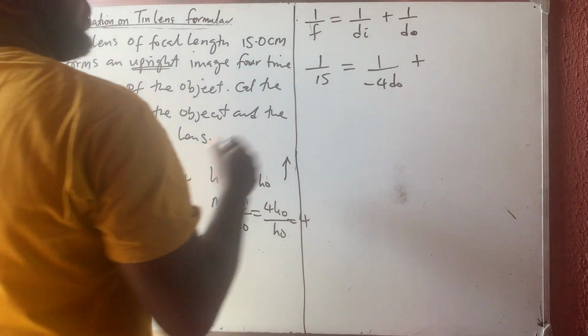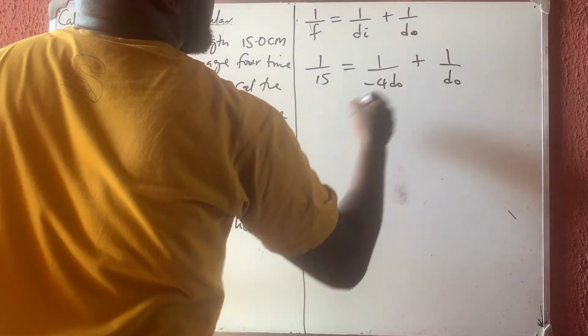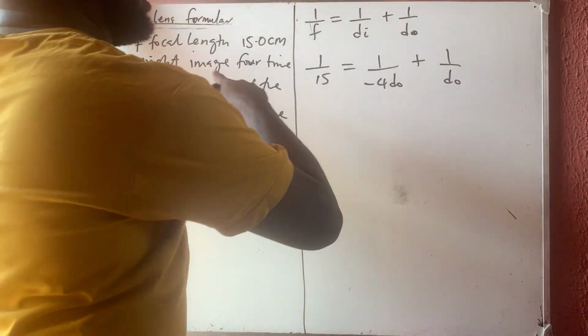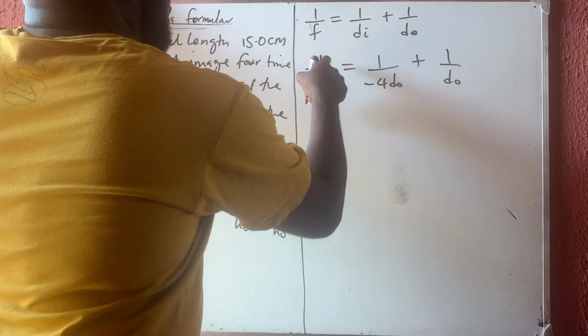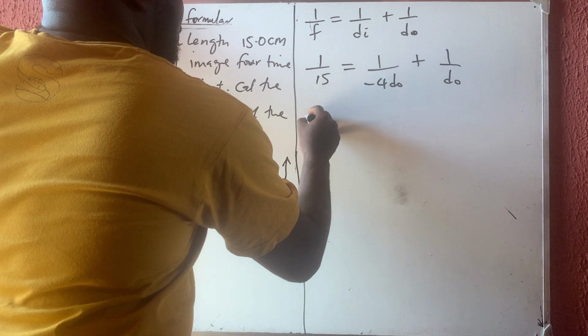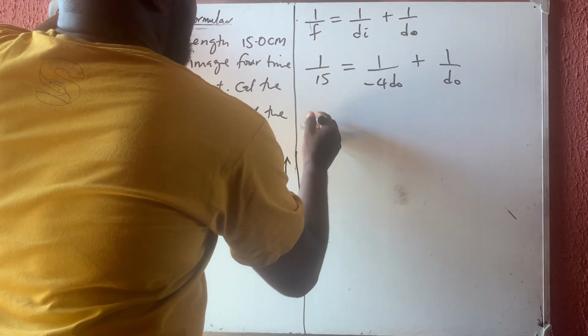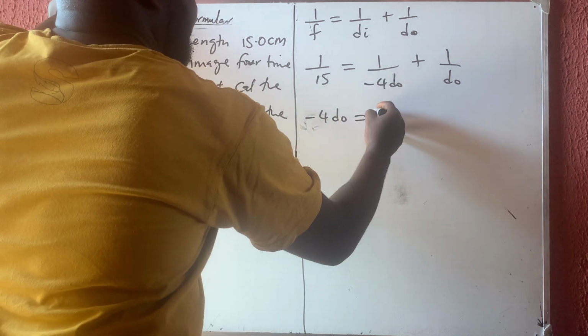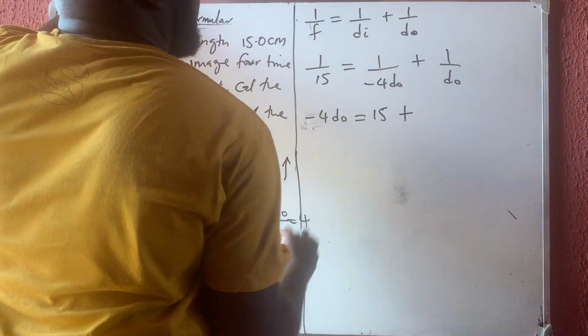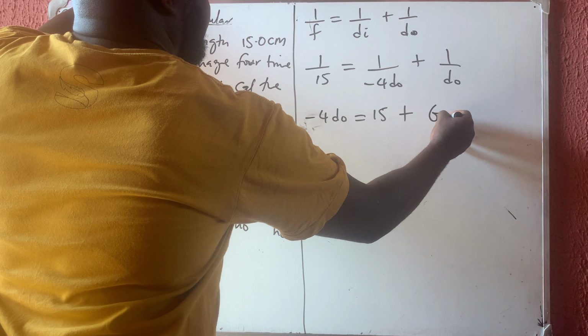Negative 1 over 4 do plus 1 over do. So multiply everybody by 60 do. So these will now have minus 4 do minus 4 do is equal to 15 plus 60.